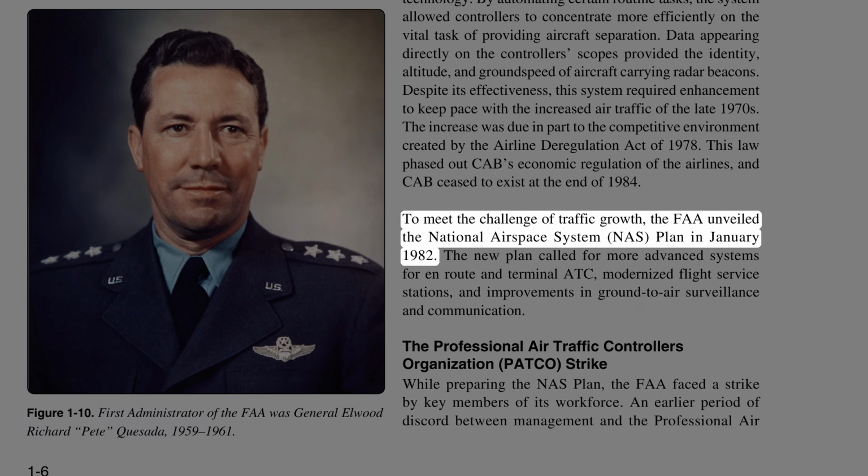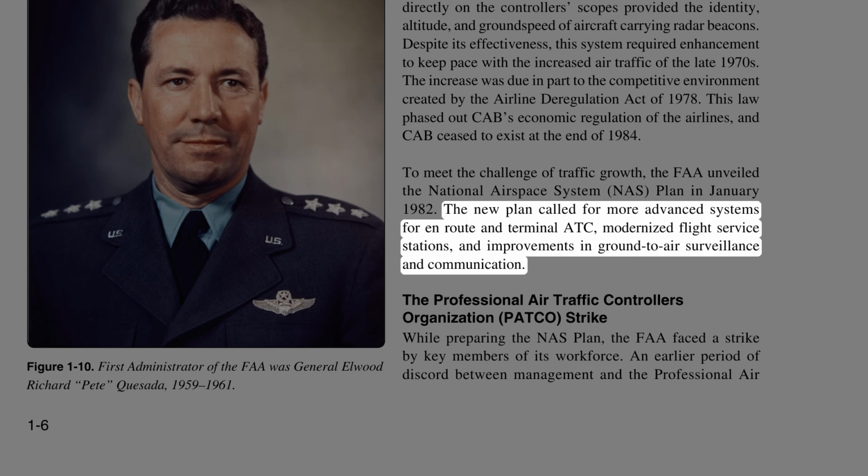To meet the challenge of traffic growth, the FAA unveiled the National Airspace System NAS plan in January 1982. The new plan called for more advanced systems for en route and terminal ATC, modernized flight service stations, and improvements in ground-to-air surveillance and communication.